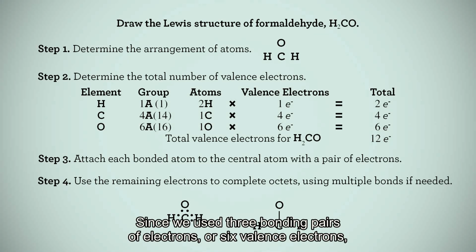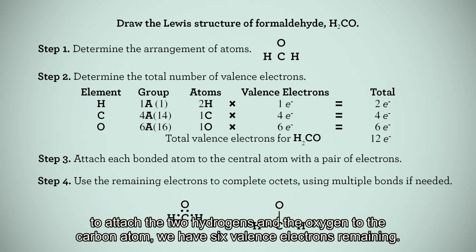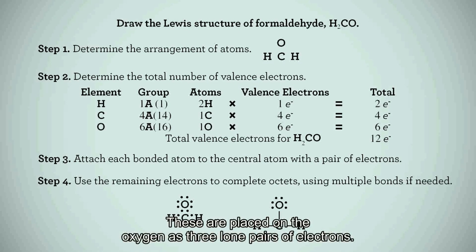Since we used 3 bonding pairs of electrons, or 6 valence electrons, to attach the 2 hydrogens and the oxygen to the carbon atom, we have 6 valence electrons remaining. These are placed on the oxygen as 3 lone pairs of electrons.